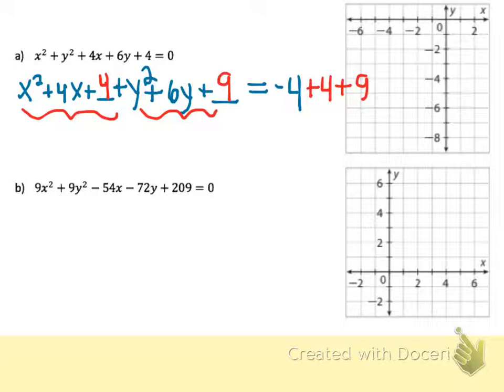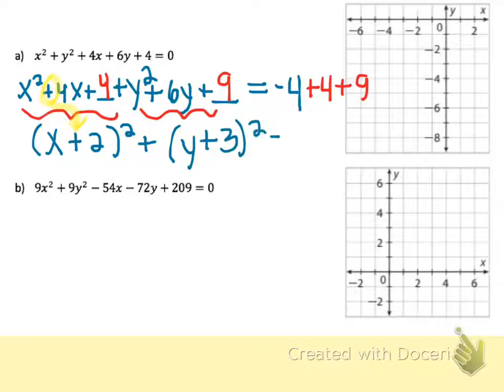And now I'm going to rewrite it into square binomial form. So that makes this x plus 2 squared. And remember, the sign always comes from the middle term, right? So that's why we knew that was a plus. And then plus, and then the same thing here, so that's y plus 3 squared. Put all my constant terms together, and that leaves me with 9. That means the center is at -2, -3, and the radius is the square root of 9, which is 3.